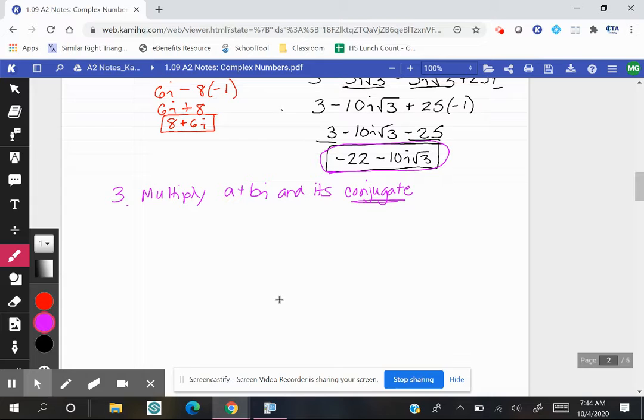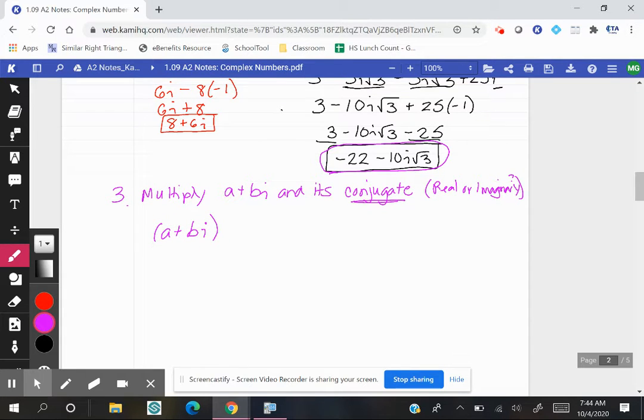Okay, and then I want you to be thinking about, as you do this, what do you end up with? Describe your answer. Is it real or is it imaginary at the end? So that's what I want you to be thinking about, what's happening. All right, so a plus bi times its conjugate.